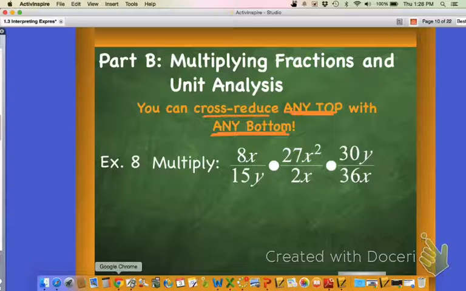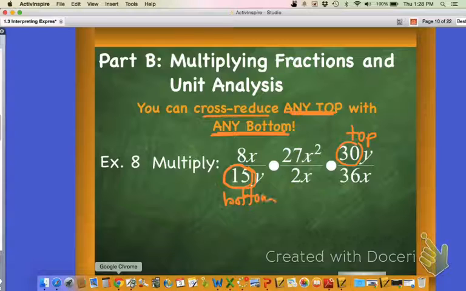So whereas you would look at this problem and you'd probably say to yourself, I can only reduce these two, 15 and 27, because they have a 3 in common, I don't want you to dismiss the fact that technically you could reduce the 15 with the 30 clear across the other side. Okay? As long as it is a top with a bottom.